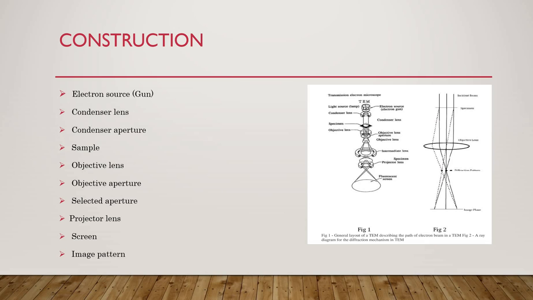In this, a positive electrical potential is applied to the anode and the filament is heated until a stream of electrons is produced. The electrons are accelerated by the positive potential down the column, and because of the negative potential of the cap, all electrons are repelled toward the optic axis.